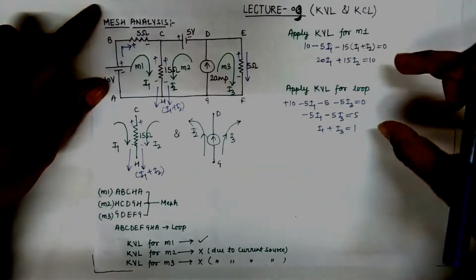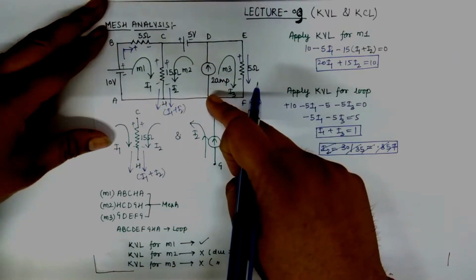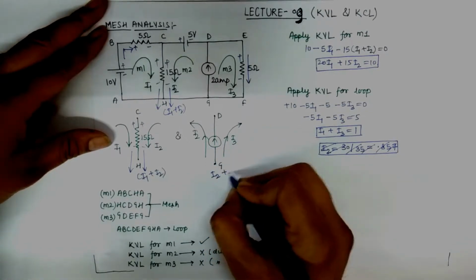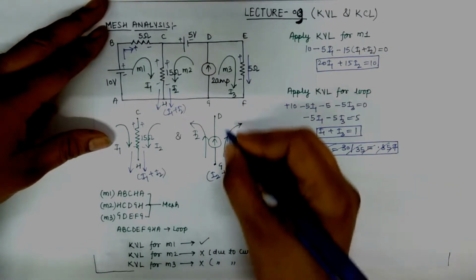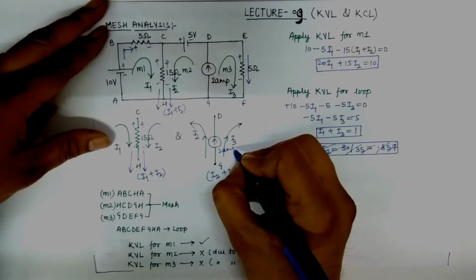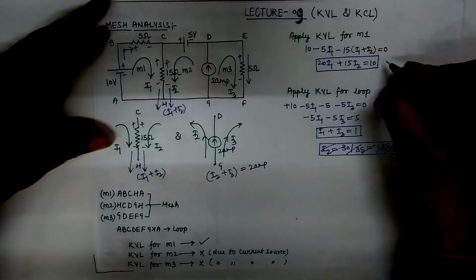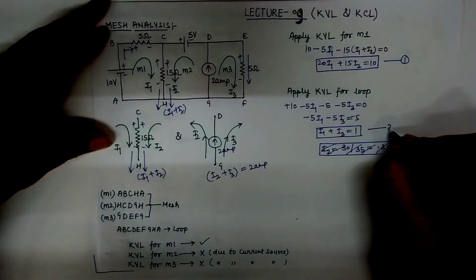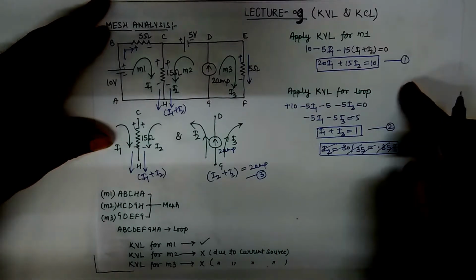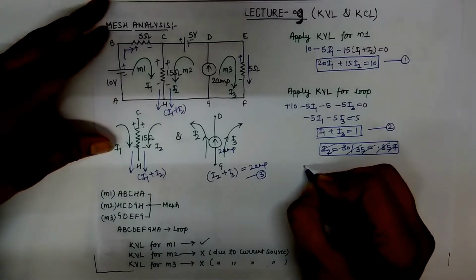So now we have two equations, and now for this DG it would be I2 plus I3 from G to D is equal to, as given here, 2 ampere. So we have three equations. This is equation number 1, this is equation number 2 and this is equation number 3. After solving these three equations, we get three values.